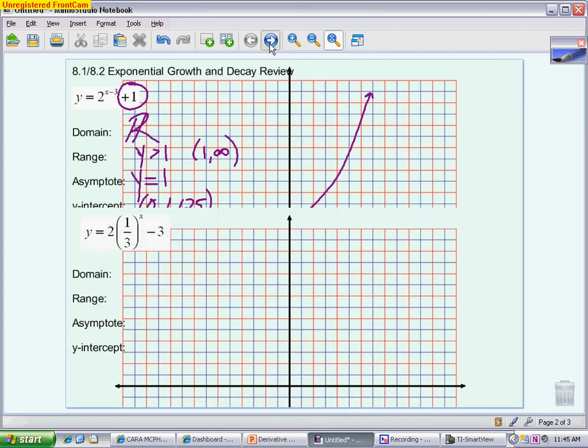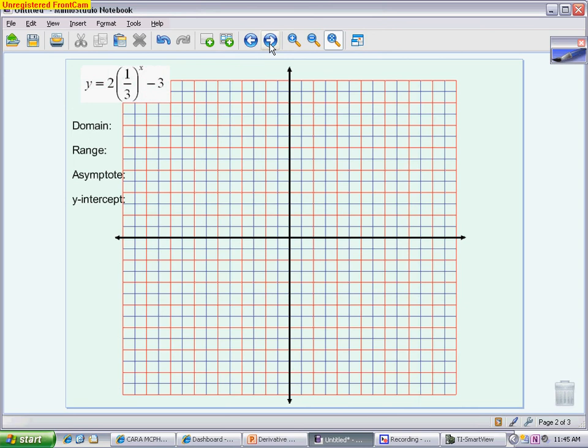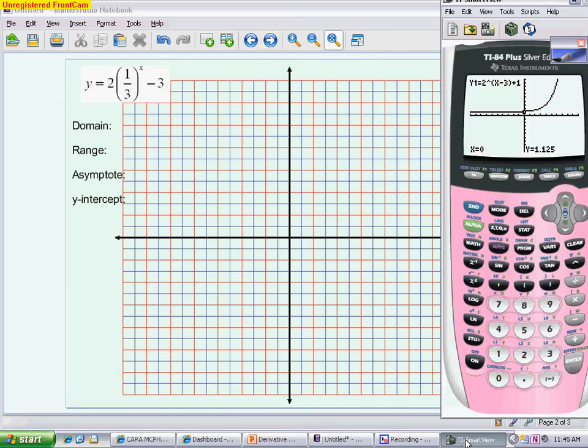We're going to do one more, and you'll notice it's the exact same series of questions that I'm asking. So again, we always want to start by going to our calculator and typing in the equation. And again, make sure you type it in correctly. So 2 times, you can either use parentheses or you can times 1/3 to the x power, and then minus 3. Hit graph.